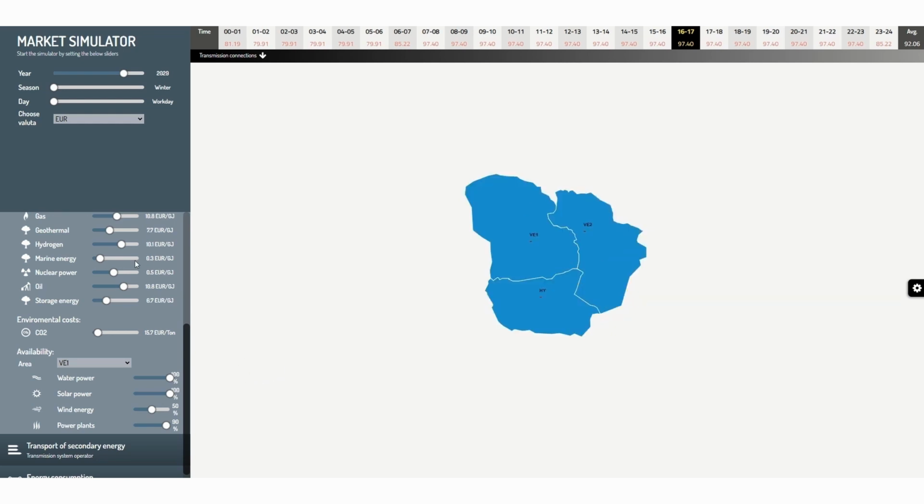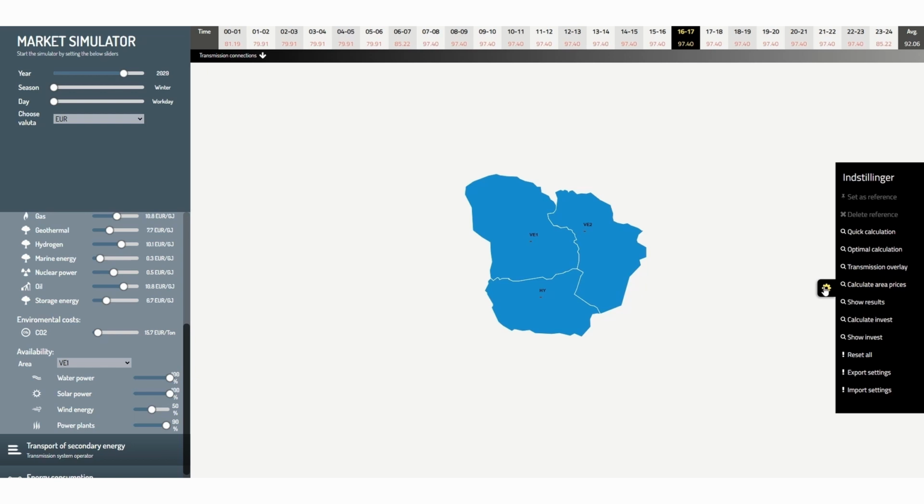We can change the parameters here, fuel prices and availabilities, in these areas. And when we do that, we can make a calculation. I will click here on the gears and say I want to make a calculation. I point out which areas should be included in the calculation, and then I make a quick calculation here. And what you see is that we get different prices in the different areas: the same prices here and a slightly lower price here.